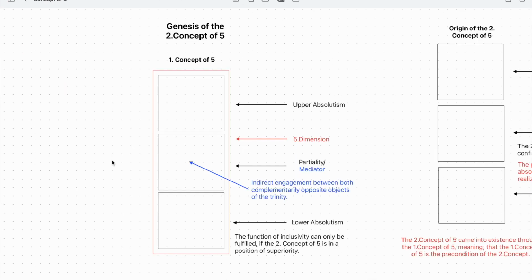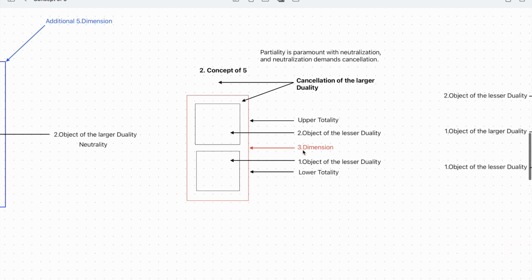In comparison to the first concept of 5, a cancellation cannot take place because the partial object is situated in between both extreme objects and is not being excluded, and therefore has to be regarded as an integral part of the trinity. As you can see here, the function of the third dimension does shift.